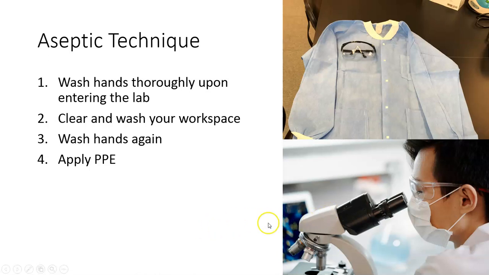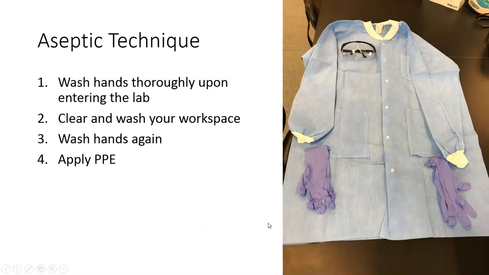Now, another precaution to take is with your gloves. When you put your gloves on, you want to make sure that the cuff of your gloves goes over the cuff of your jacket. This makes kind of like a seal that's going to give you added protection to keep microbes from getting onto your body through your PPE.